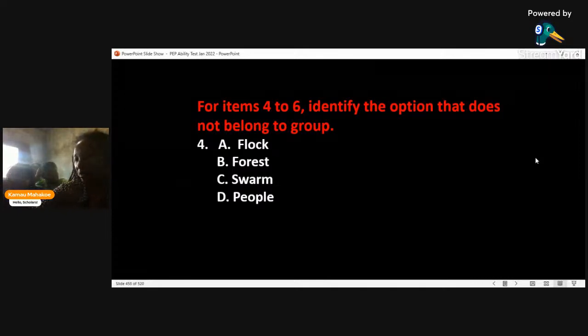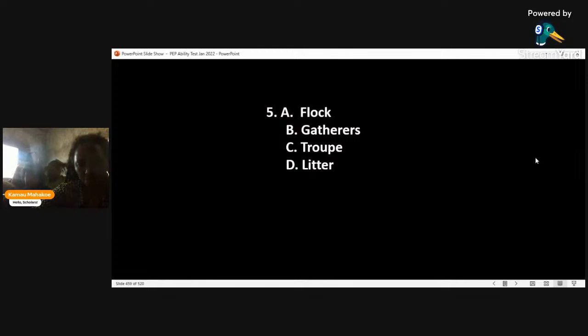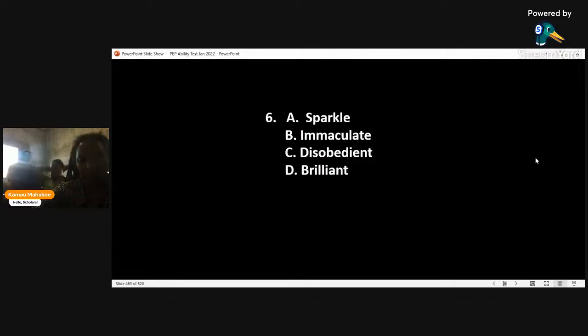Which one does not belong to the group? People. Because all of the rest are like flock, gatherers, troop, litter. Gatherers. No, they're all collective nouns.